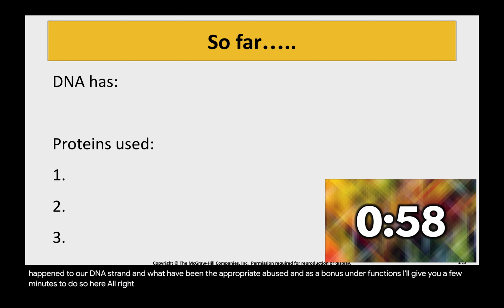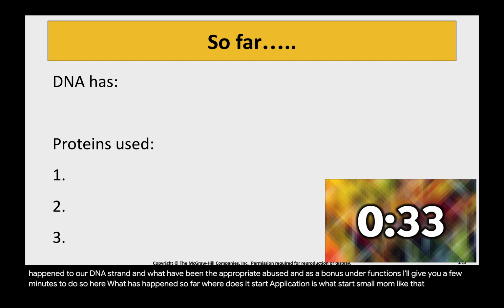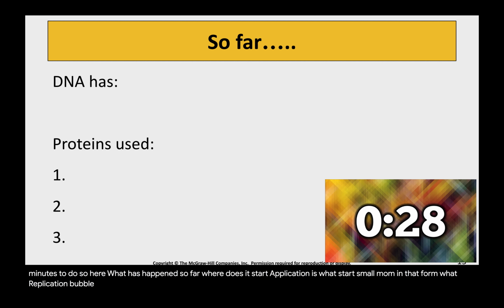All right, so what has happened so far in our DNA knowledge? Yeah, we have started to unwind our DNA. Where does it start to unwind at? Origin of replication is what starts to unwind. That forms what? It forms the replication bubble, which at either end of that bubble is going to keep unwinding at, what are those 2 points? The forks, yes, the replication forks.